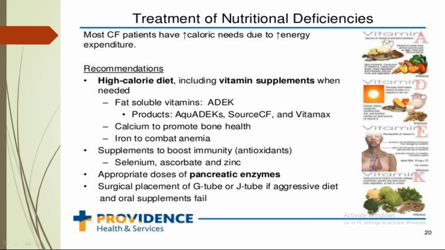Cystic fibrosis patients are more prone to antioxidant deficiency, so we'll use selenium, ascorbate, and zinc to boost immunity. As patients may have pancreatic insufficiency, as the pancreas is also affected, to replace it we'll go for pancreatic enzymes, or surgical replacement with G-tube or J-tube if oral supplementation fails or the patient has severe disease.